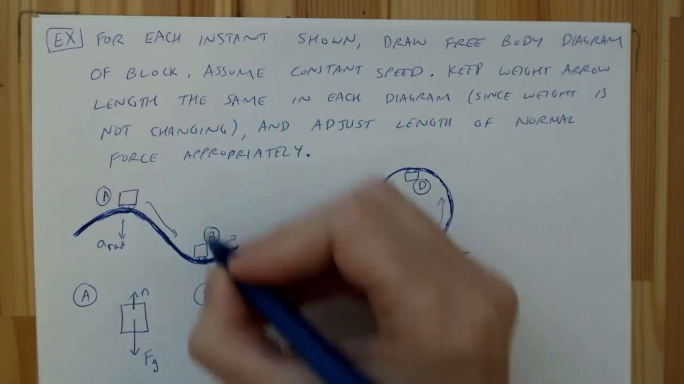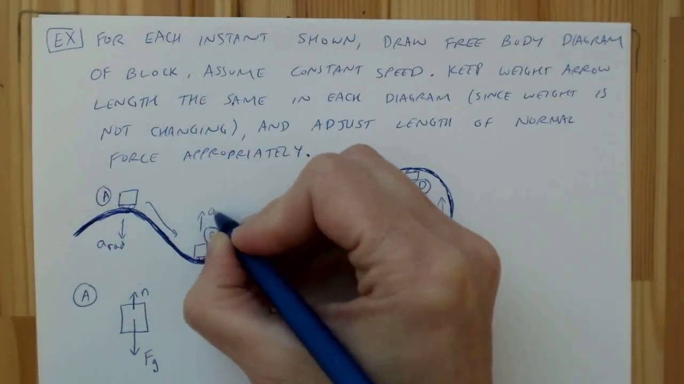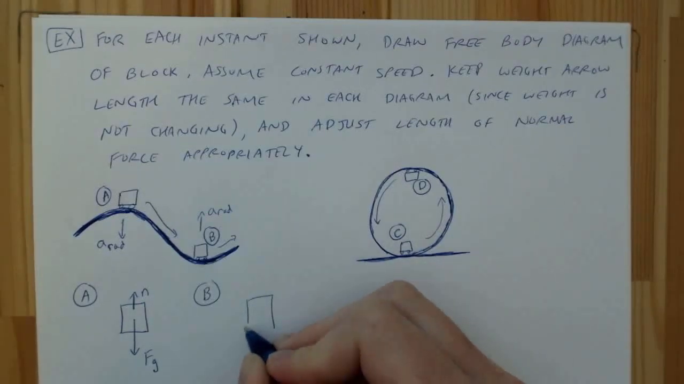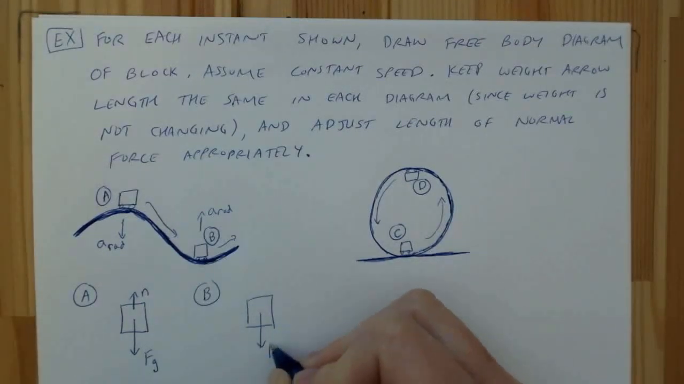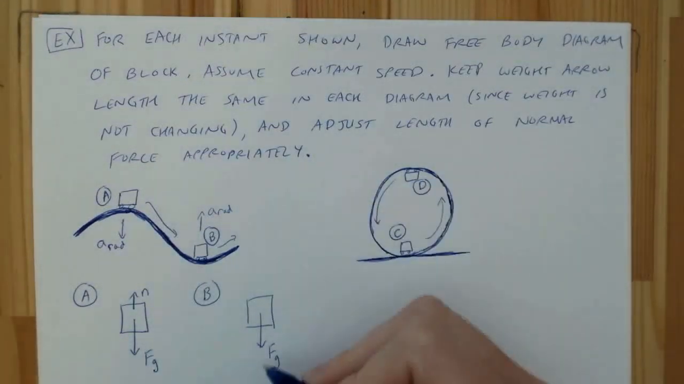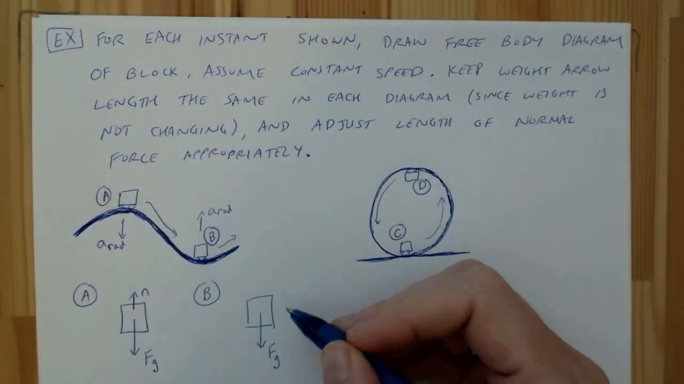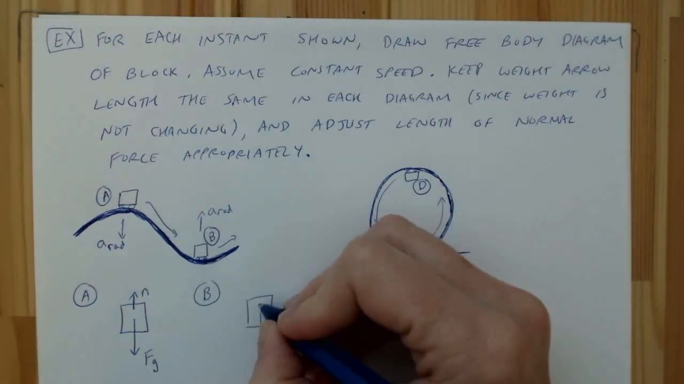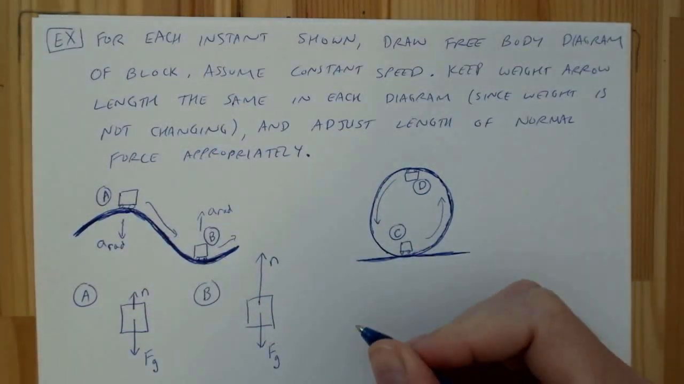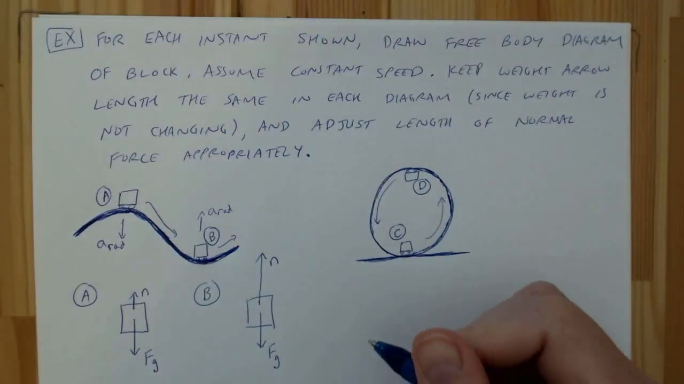For case B, the radial acceleration is upward, and so if we have this same weight arrow, we know that the net force has to be up because that's the direction of our centripetal acceleration. So that tells us that our normal force has to be bigger than our weight.